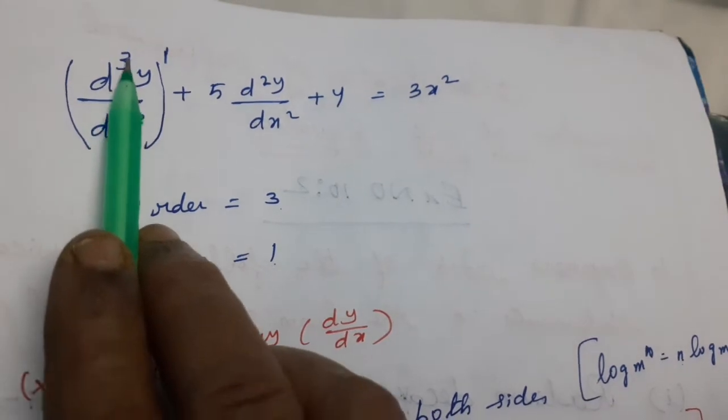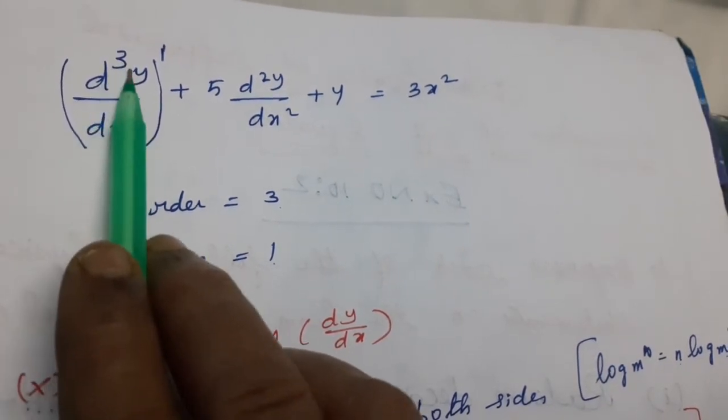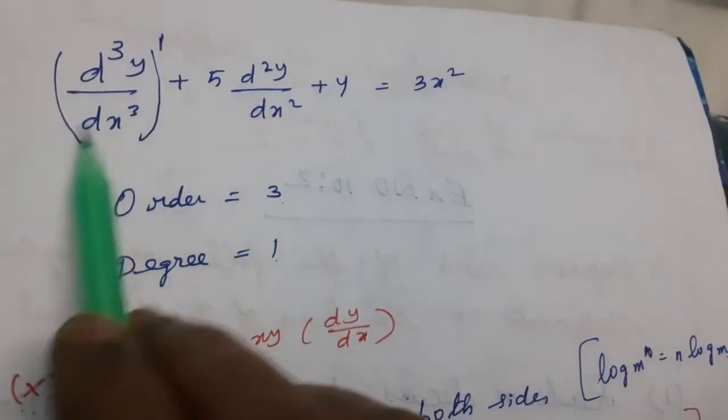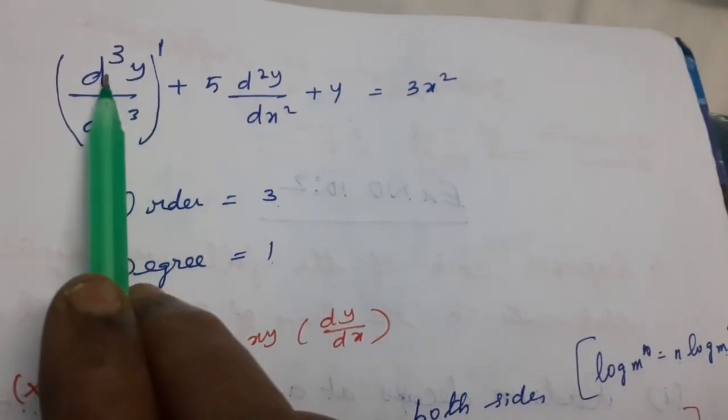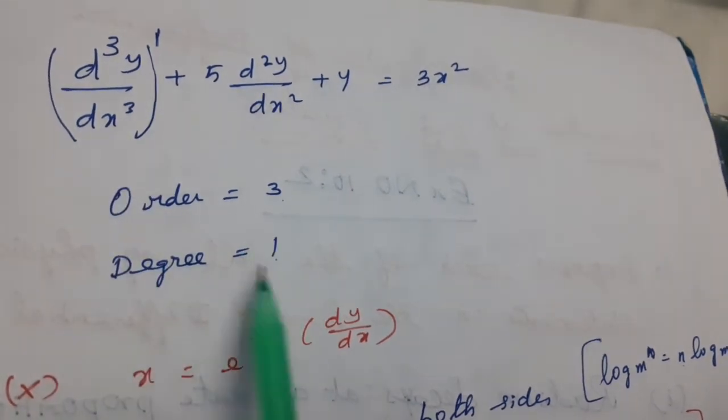What is the order? What derivative is this? Third order derivative. Therefore order is 3. What is the power? The power is 1, therefore degree is 1. The order of the power is nothing but the degree. This is the third order derivative, order is 3, degree is 1.